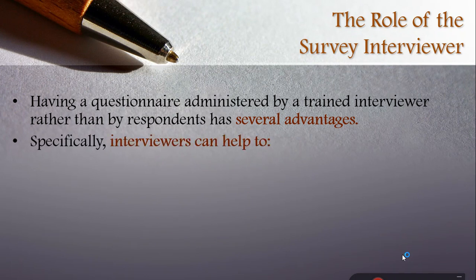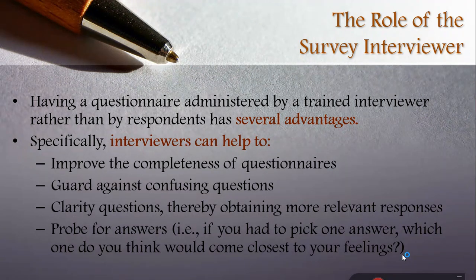Specifically, interviewers can help to improve the completeness of questionnaires, guard against confusing questions, and probe for answers. What is meant by probe for answers is, for example, if a participant is having a difficult time answering a particular survey question, the interviewer might probe and say, if you had to pick one answer, which one do you think would come closest to your feelings?